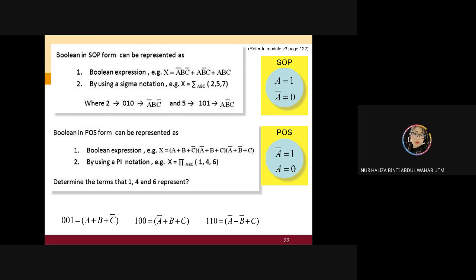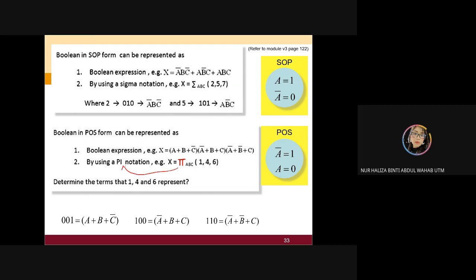Okay, let's go to the Boolean expression for POS. Not similar to SOP, which is different. You're going to use a different notation, which is pi. Sigma is for SOP. Pi will be for POS. So if you are given pi directly, you know, okay, this is POS. If you are given sigma, you know, okay, this is SOP. So you need to remember the representation. From here, you can see that this is a pi notation.